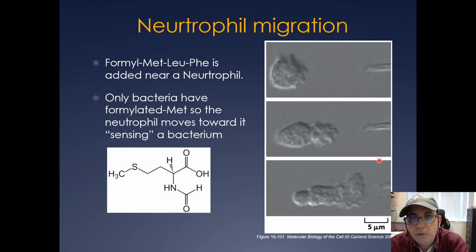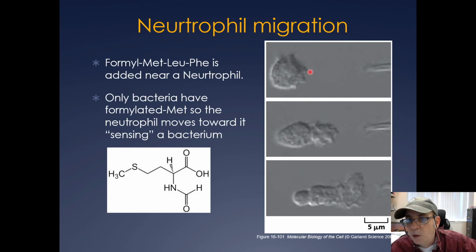Now, this same sort of process actually works for neutrophil migration. It turns out that you can model this in the lab if you use formyl methionine, which you can add right near a neutrophil. This formylated methionine, which is shown right down here, is only produced in bacteria, and so when the neutrophil senses it, it's going to move towards that. If you go back to the images where you saw the neutrophil chasing the bacteria, it's actually sensing this formylated methionine and it's causing the cell to move towards it.